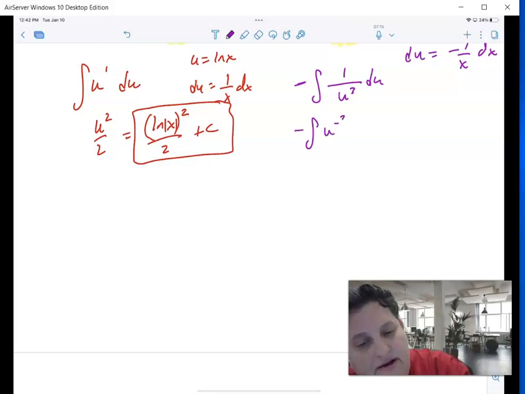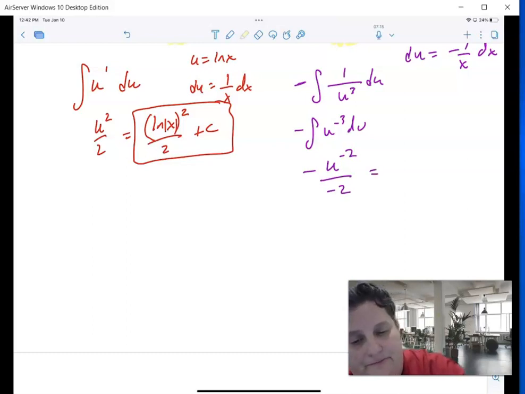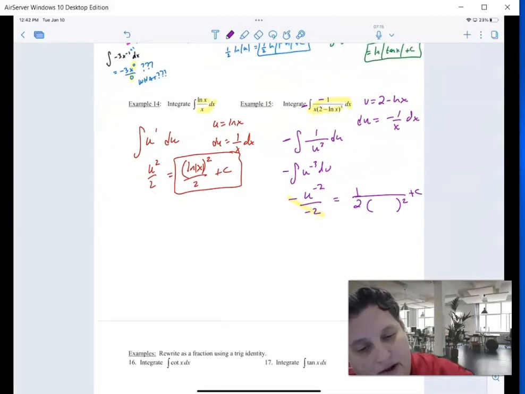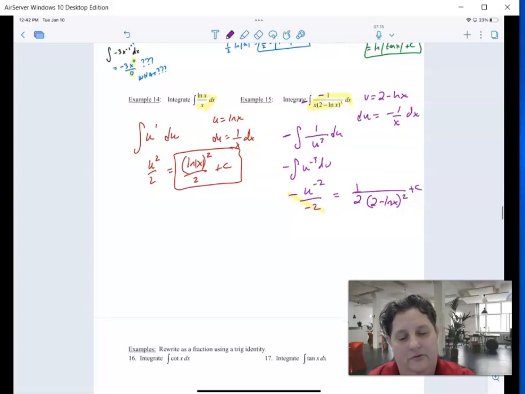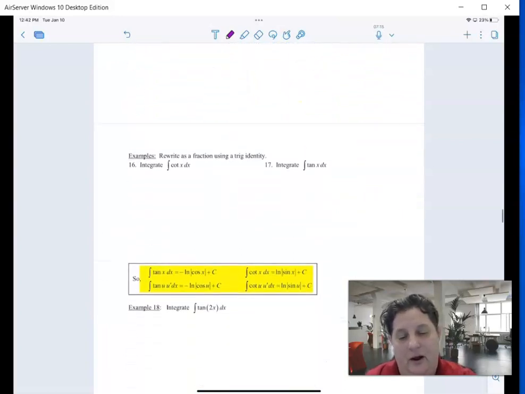We do u to the negative 3. And so my integral is, if I add 1, u to the negative 2 over negative 2. That can just make a half. U squared moves down to the bottom, and I could put in 2 minus ln of x. Okay, so yeah, that one we just bring the 3 up to a negative 3 and integrate that like usual. All right. Okay.